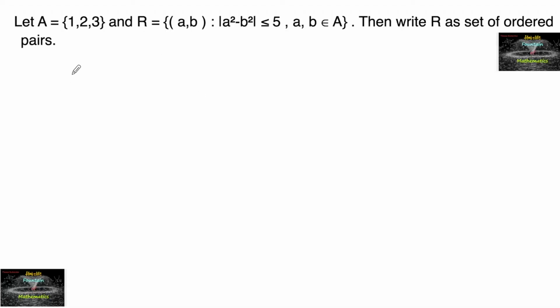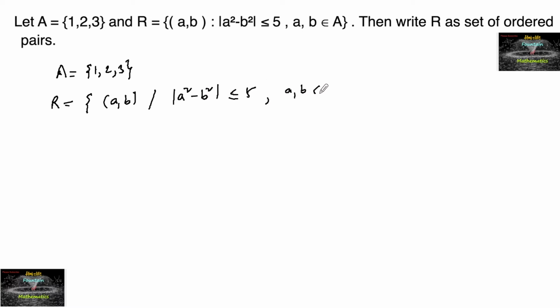Let A is equal to the set {1, 2, 3} and R is equal to {(a, b)} such that mod of a square minus b square is less than or equal to 5, and where (a, b) belongs to A. Then write R as a set of ordered pairs. So we need to write in the roster form. It's given in set builder form, we have to write in roster form.